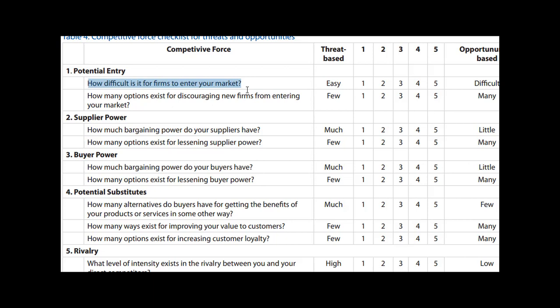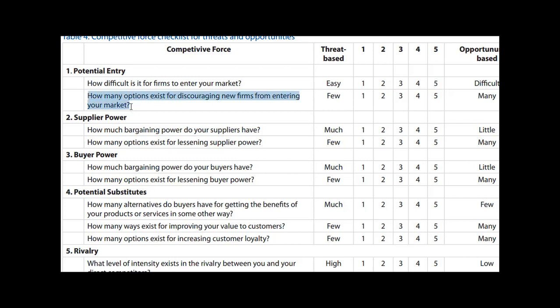How difficult is it for a firm to enter your market? If it is easy, that means more and more competitors can enter, and that is a threat. If it is very difficult, like in the case of urea or power generation, it is difficult in Pakistan to enter that particular industry. So that can serve as an opportunity, and you can stay in your competition for a longer period of time without any potential entry.